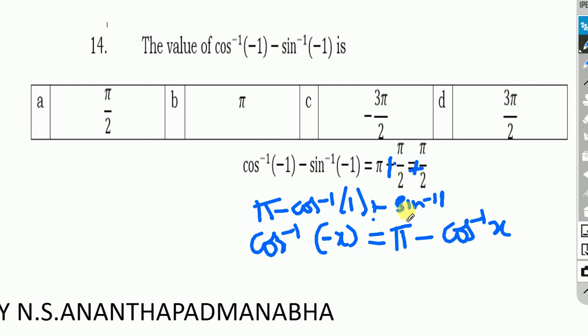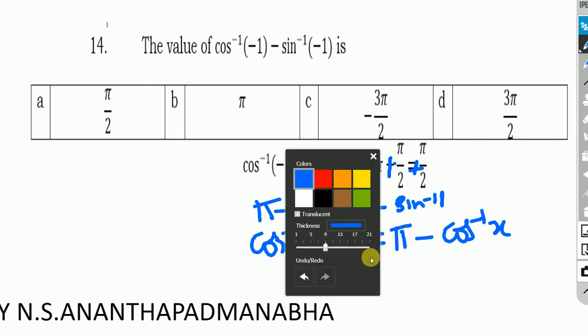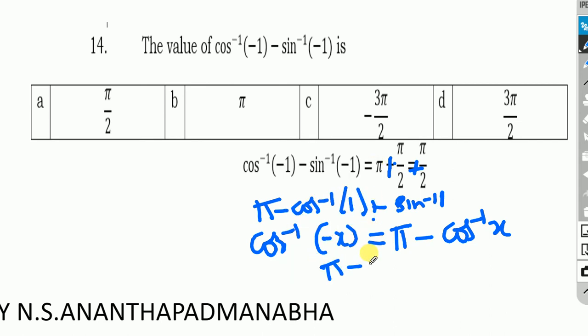So pi minus cos inverse of 1 is, you know that cos 0 is 1, minus of minus plus sin inverse of 1 is pi by 2. So that is 3 pi by 2. 3 pi by 2 is the required answer. So there is a typing error here, so let us ignore this.